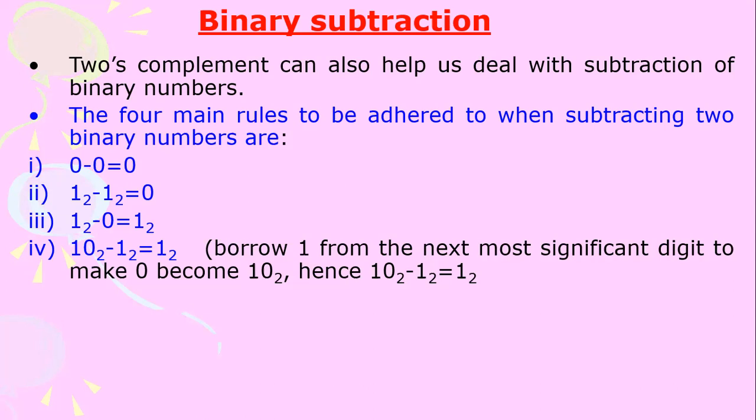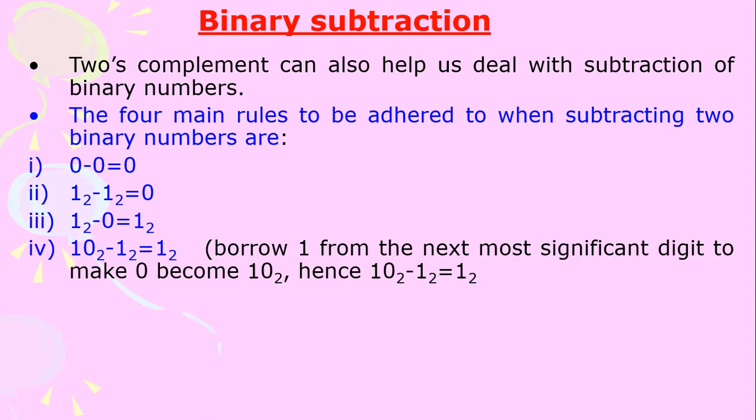In other words, when you are subtracting 1 from 0 carry 1, or in other words, if you are subtracting 1 from 1, 0 in binary, what you do is, because 0 is less than 1, we borrow 1 from the next most significant digit to make 0 become 0 carry 1, or you can say 1, 0 in binary. Hence, 1, 0 minus 1 gives us 1.